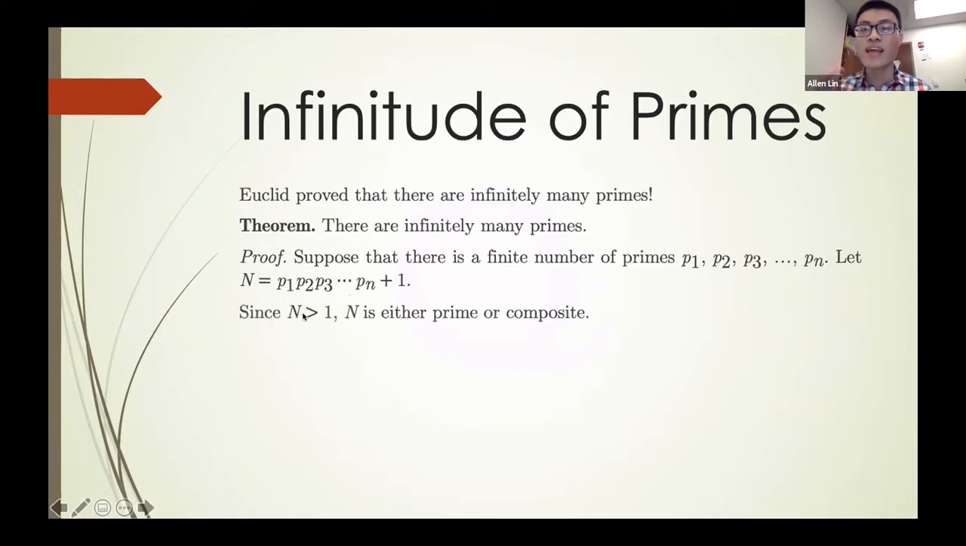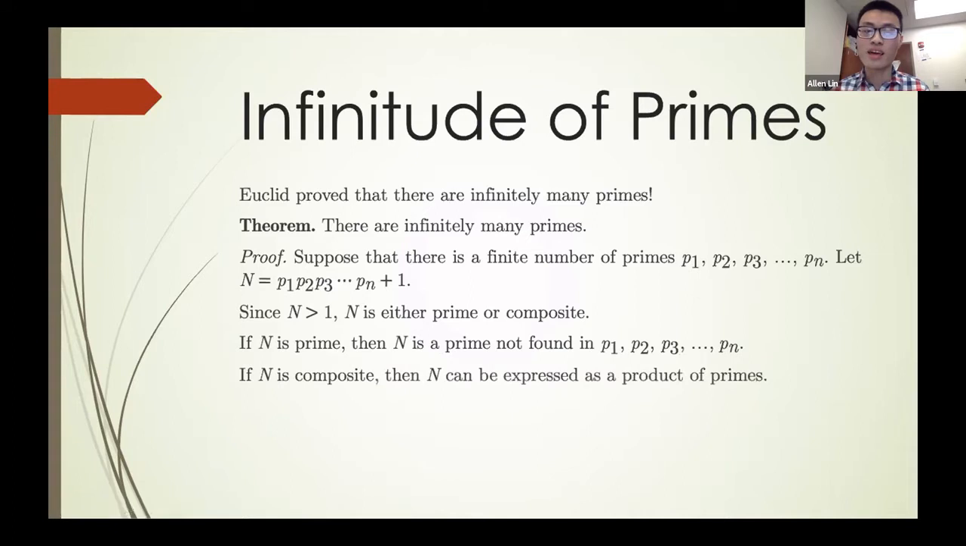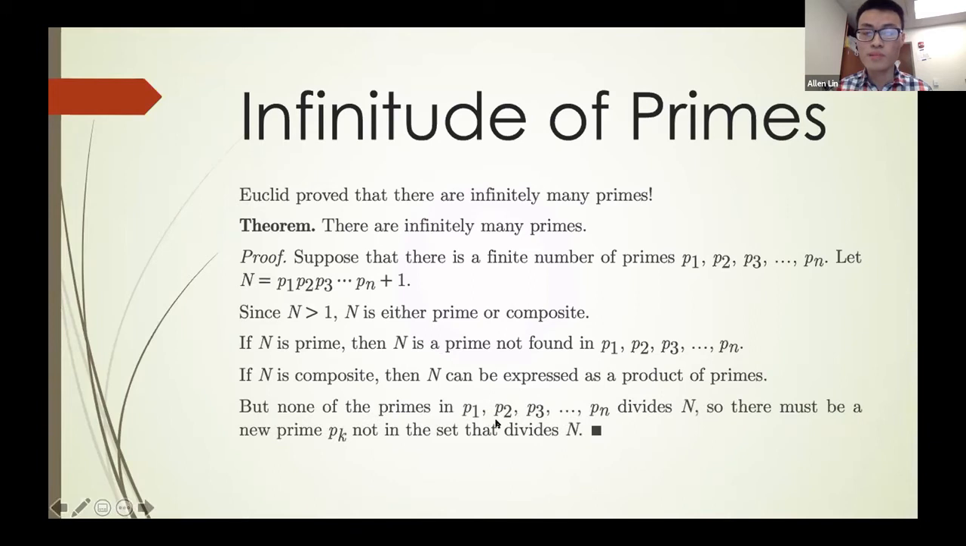Now, since N is greater than 1, N has to be either prime or composite. If N is prime, then N is a prime not found in this list. If N is composite, then by the fundamental theorem of arithmetic, N can be expressed as a unique product of primes. But none of these primes, P1, P2, P3, up to Pn, divide N evenly. So there must be a new prime Pk not in the set. In that way, Euclid proved that there are infinitely many primes.